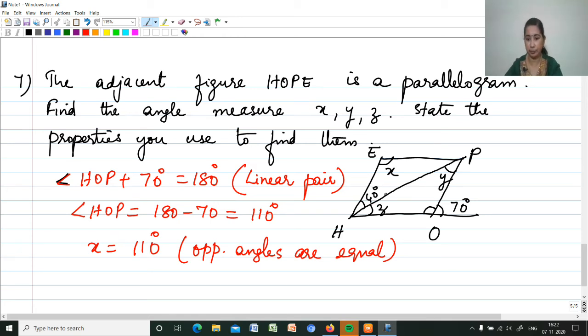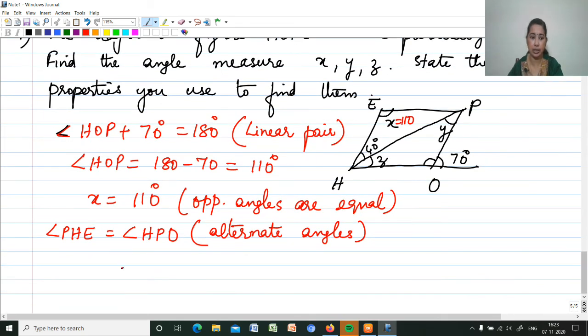Then since it is a parallelogram, here we got this angle as 110. Now these two are parallel, HO is parallel to EP. Since these two lines are parallel, we can say that these two angles are alternate angles. That is, PHE is the same as HPO. So angle PHE is equal to angle HPO. The reason is alternate angles. So how much is y? It will be the same as angle PHE. So y is equal to 40 degrees.